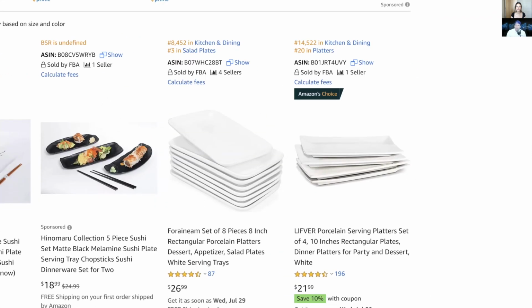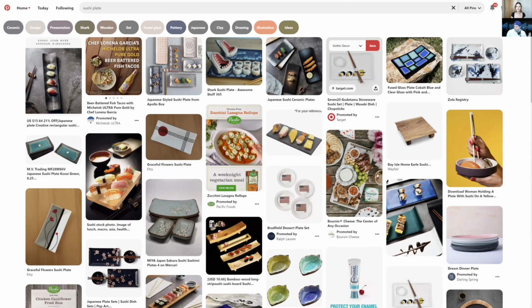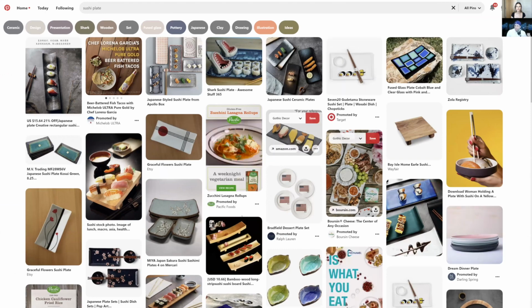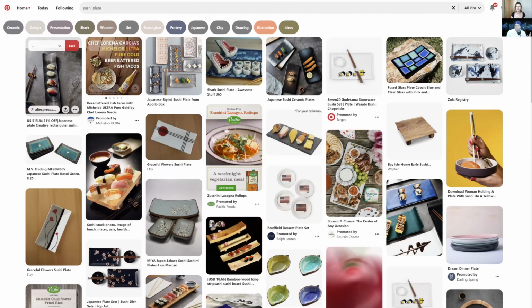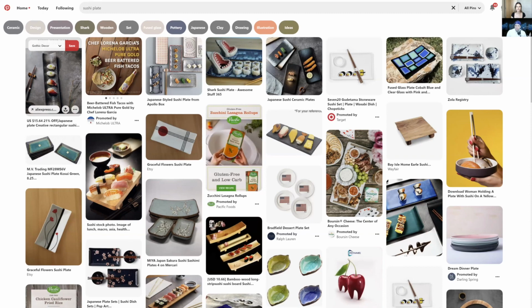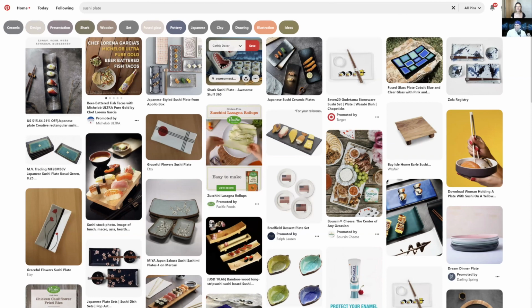Possibly this is Amazon's choice on Amazon, right? And then page one, position one, is these porcelain things. But on Pinterest, it really gets more into the mind of a buyer and what's the trend. So I see like one of those here. I see two, but look at this. I see wooden ones here. I see these fancy things that come with chopsticks. I love this. Look at this shark sushi plate.